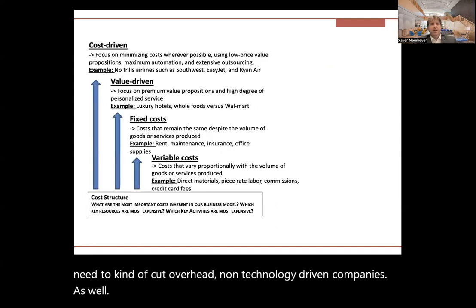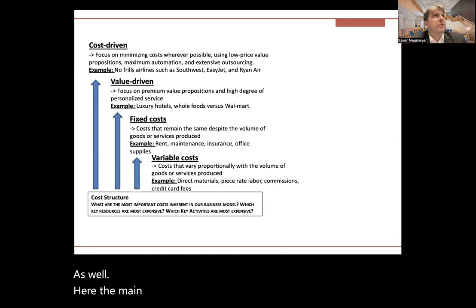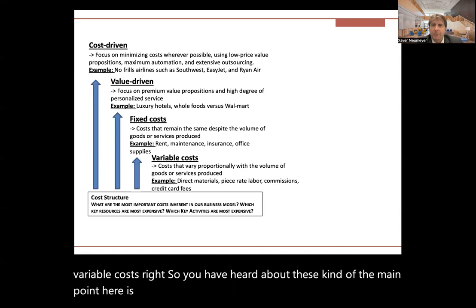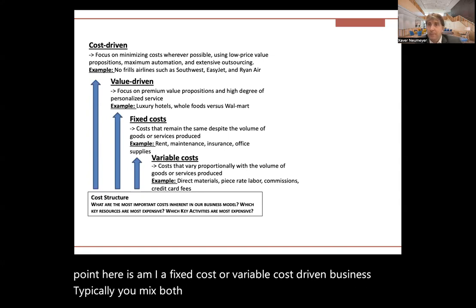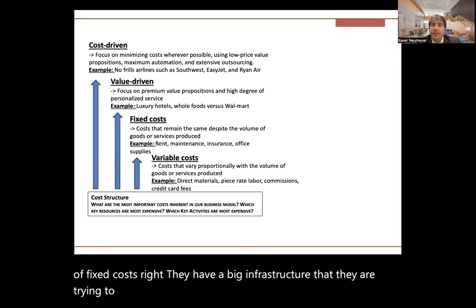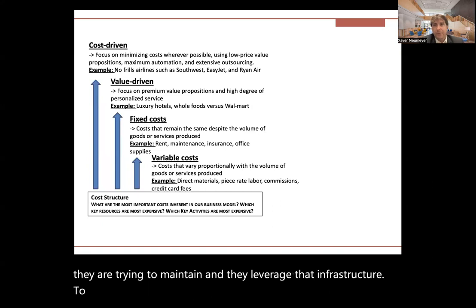Here, the main differentiation really is between fixed and variable costs, right? So you have heard about these. The main point here is, am I a fixed cost or a variable cost driven business? Typically, you mix both. But Amazon, for example, has a fair amount of fixed costs, right? They have a big infrastructure that they are trying to maintain, and they leverage that infrastructure to offer a variety of services and products to a large amount of customers.